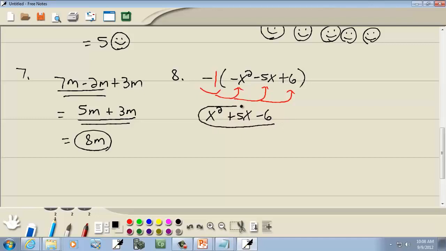There's no like terms to combine together here, so that's our answer. Basically, a negative out in front of your parentheses flips the sign of everything on the inside. So negative x squared becomes positive, negative 5x becomes positive, the positive 6 becomes negative.